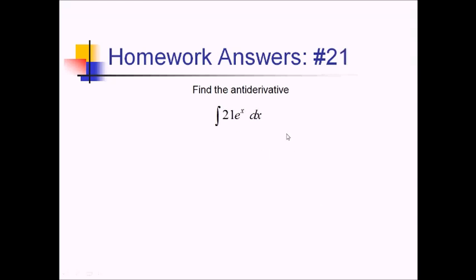For 21, we want the antiderivative of 21 e to the x. Funny how that worked out. E to the x is its own antiderivative and derivative. It goes both ways. So this is just going to be 21 e to the x plus c.